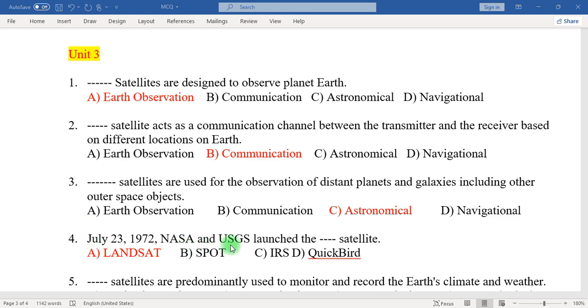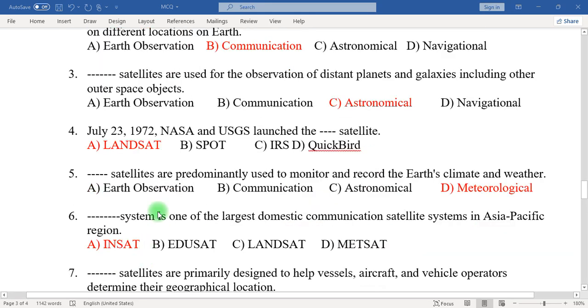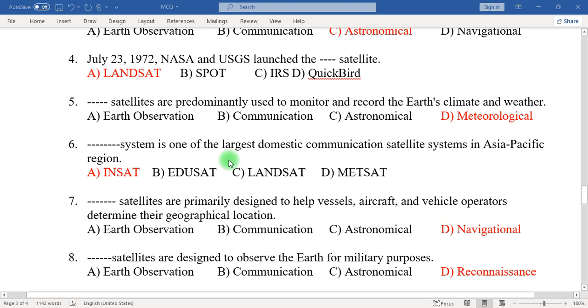On July 23, 1972, NASA and USGS launched the dash-dash satellite. Correct answer, Landsat. Dash-dash satellites are predominantly used to monitor and record the Earth's climate and weather. Correct answer, meteorological. Dash-dash system is one of the largest domestic communication satellite systems in the Asia Pacific region. Correct answer, INSAT. Dash-dash satellites are primarily designed to help vessel, aircraft and vehicle operators determine their geographical locations.